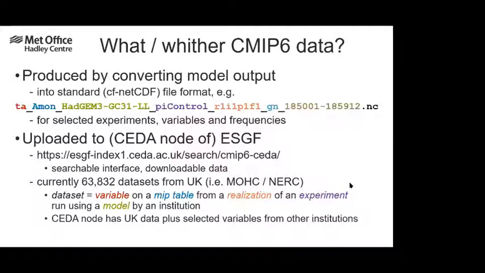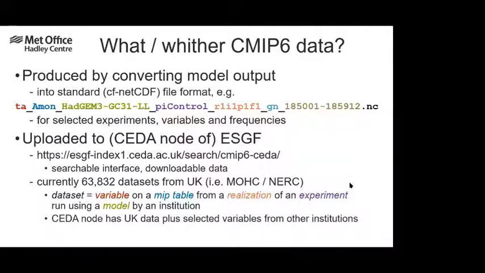So my slide here describes the CMIP6 data: where does it come from? As I said, it's produced by converting the output from the models. I'll tell you something about that later on. That model output is converted to a standard, i.e. CF compliant NetCDF file format. There's an example of a file shown to you there in Technicolor.